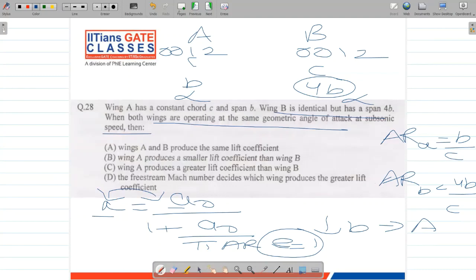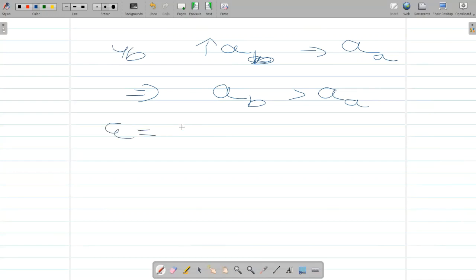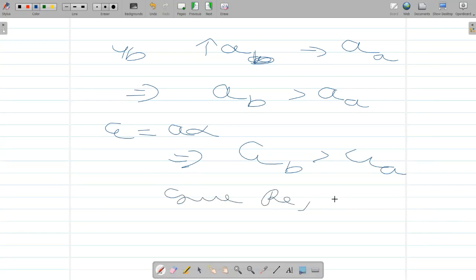So my wing with span 4B, that is wing B, will have a higher lift curve slope than wing A. The lift curve slope of wing B will be greater than that of wing A. CL is given by lift curve slope times alpha, and both of them are running at the same alpha, right? So that implies CL of wing B will be greater than CL of wing A, given the same Reynolds number and Mach number over the two wings.